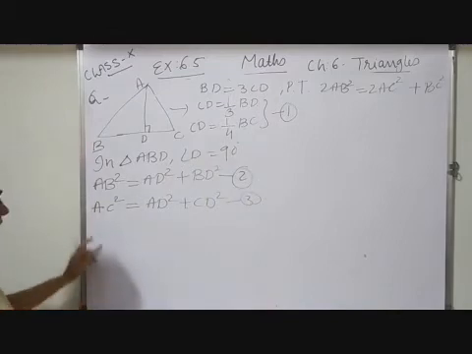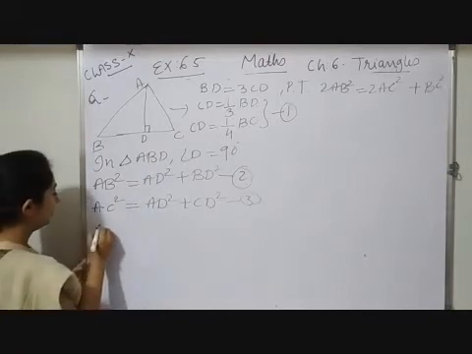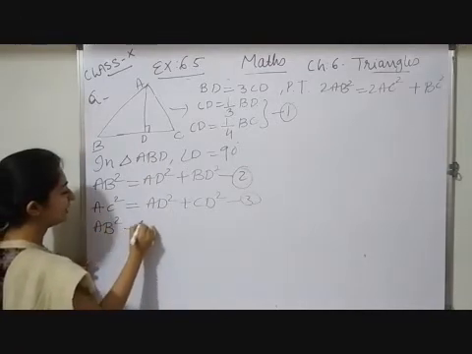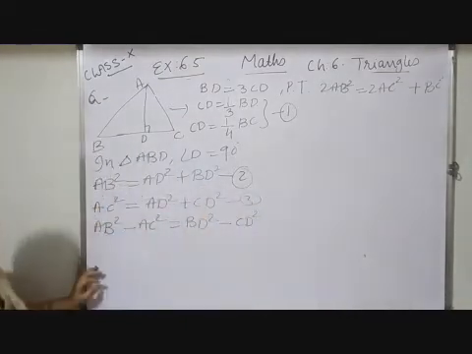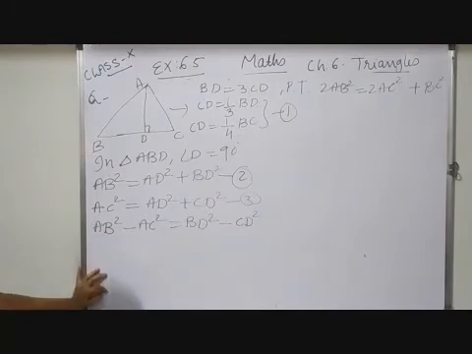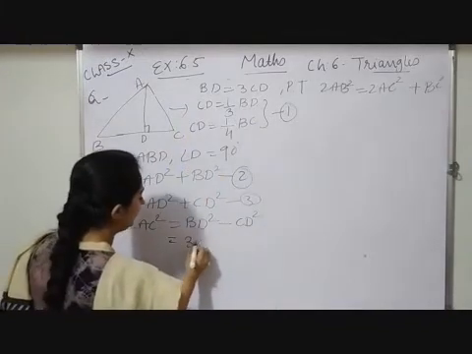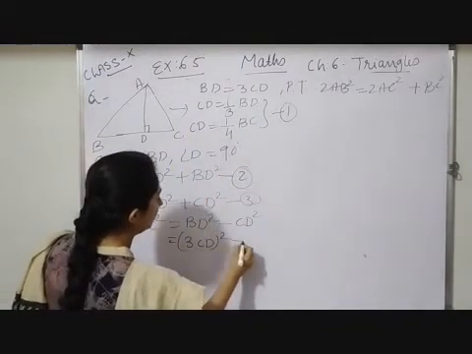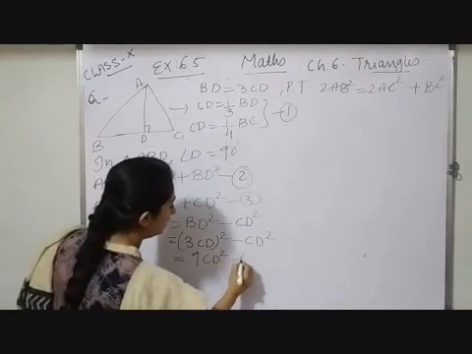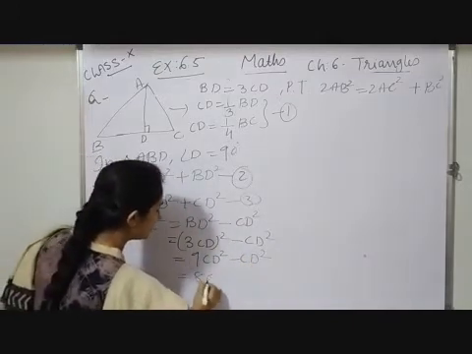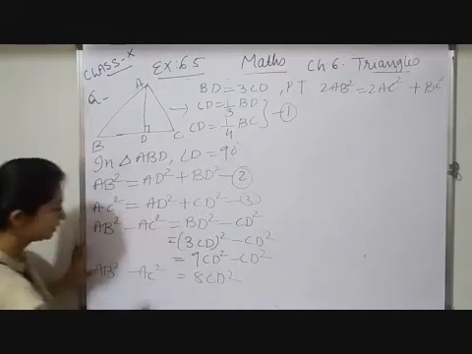Now you can observe, if I subtract 3 from 2, AD square will be eliminated. So AB square minus AC square, I will get BD square minus CD square. Now BD equals 3CD. So here I will write 3CD whole square minus CD square, which equals 9CD square minus CD square. So it will be 8CD square. This result you got for AB square minus AC square.